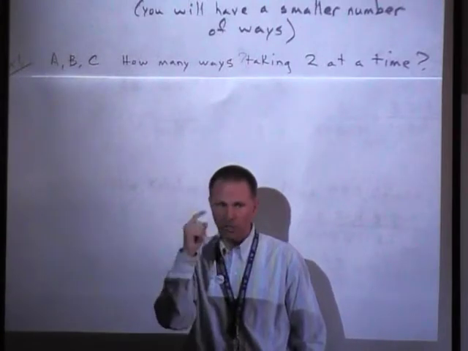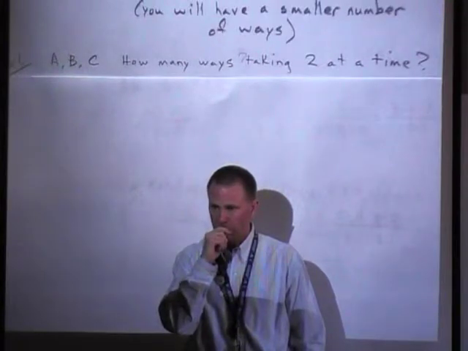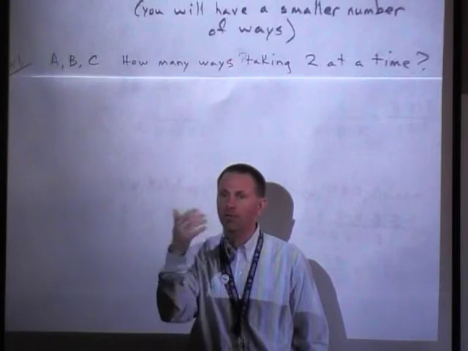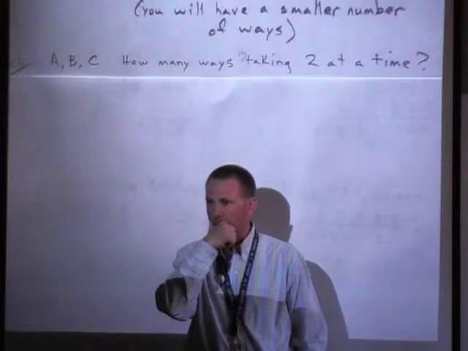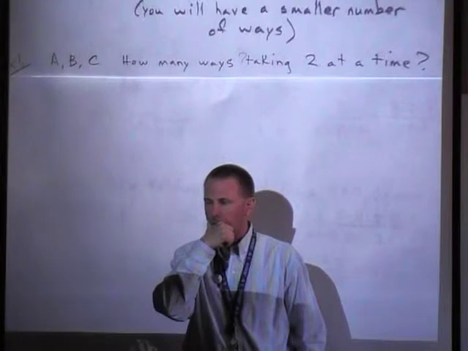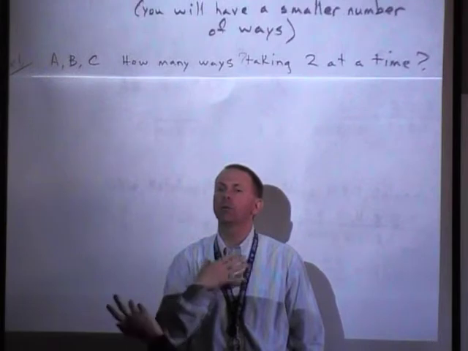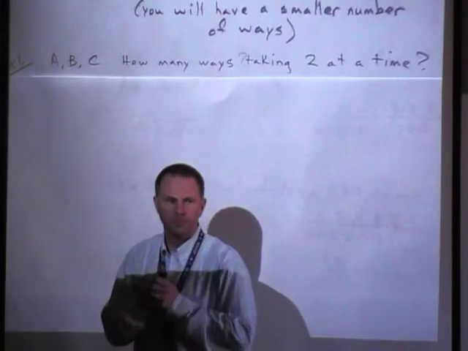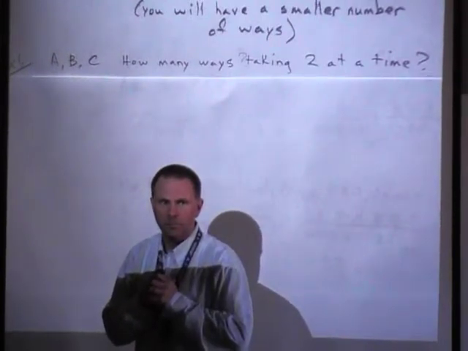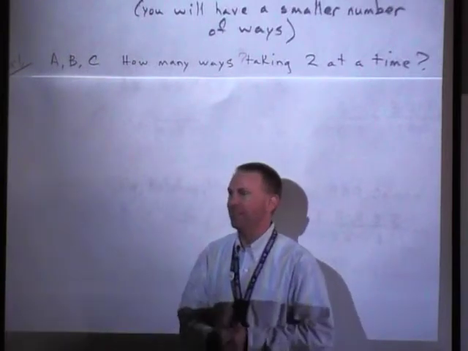How'd you get it? It's 3 factorial over 3 minus 2 factorial. Are you using today's formula or yesterday's? I want the permutation, yesterday's. Isn't it n factorial over n minus r? Yes, I want the answer. It's 6.